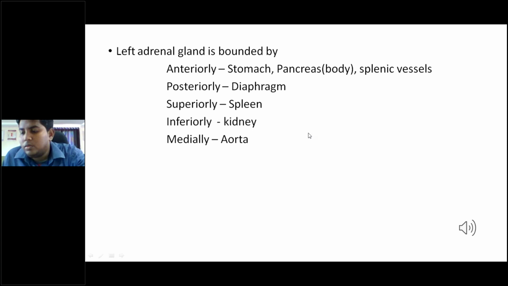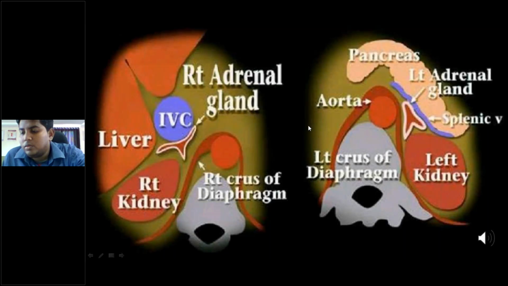So this picture clearly shows you the anatomical relations. On the right side, anteriorly it's the liver, and posteriorly and superiorly it's the diaphragm. Inferiorly it's the right kidney. On the left side, the anterior relations include the pancreas, splenic vessels, and stomach. Medially, it's the abdominal aorta, and superiorly it's the spleen. These adrenal glands are enveloped by Gerota's fascia.